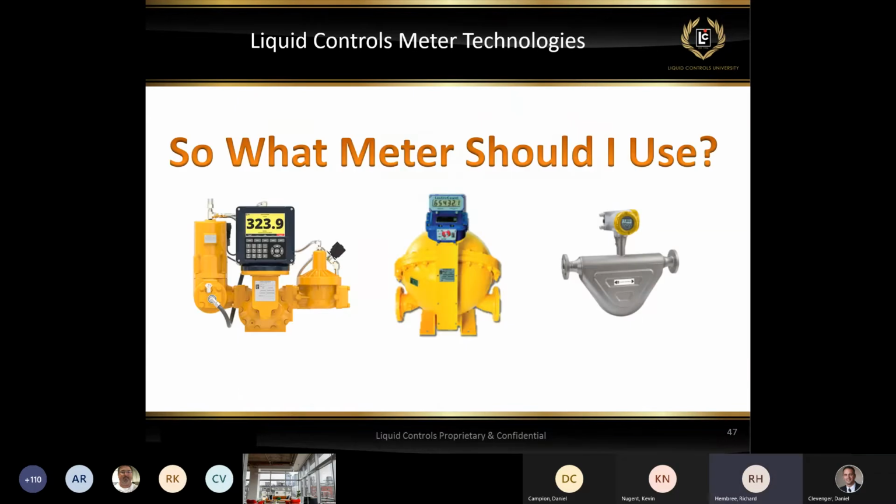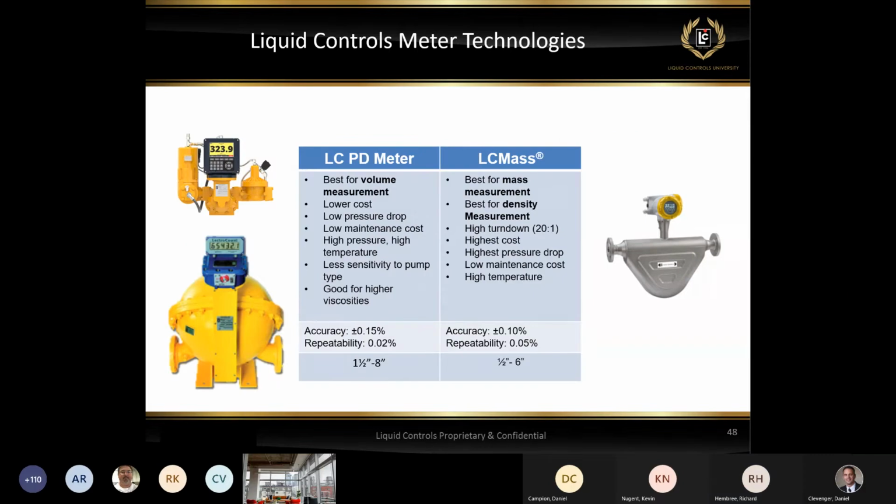So what meter should I use? I know we talked earlier about the positive displacement meter and the LC mass meter. The LCPD meter is best for volume measurement. If you need to do a volume measurement, it's a lower cost. It has a low pressure drop, low maintenance cost, high pressure and high temperature capability, and is less sensitive to pump type. So if you're using a pulsating type pump like a diaphragm pump, there's really no interference. Good for higher viscosities. It has great accuracy, great repeatability.